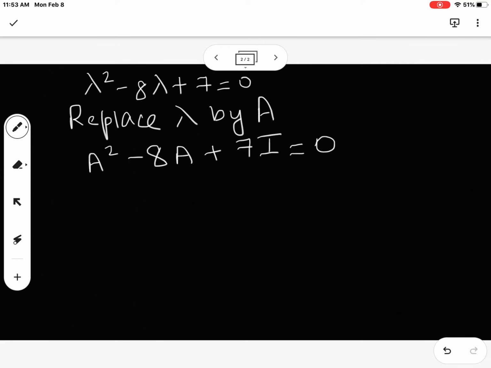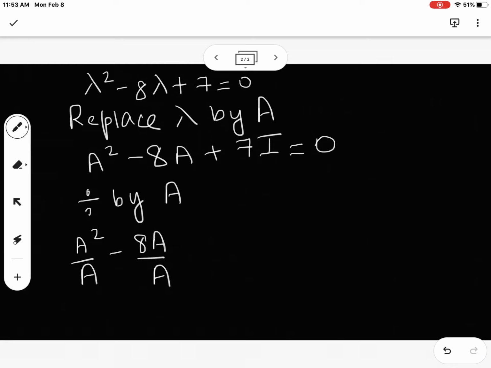Now proceeding further, let us divide by A. Divide the entire term by A. So what do you get then? A square by A minus 8A by A plus 7I divided by A is equal to 0. So this becomes A minus 8I plus 7A inverse is equal to 0.